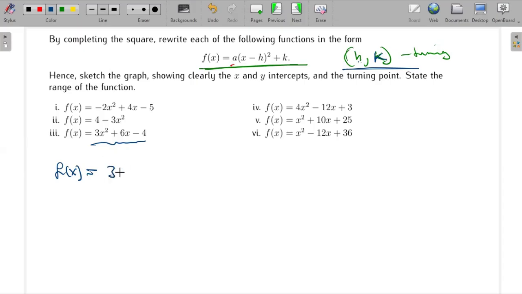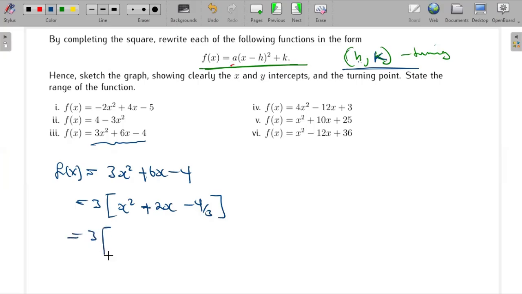So you have 3x squared plus 6x minus 4. Complete the square, factor out the 3, then x squared. There you're going to have 2x, and then minus 4 over 3. Then this will be 3. Inside there, complete the square. That says x plus 1 squared minus 1 squared, which is just 1. So I'm going to go direct and write 1. And then minus 4 over 3.